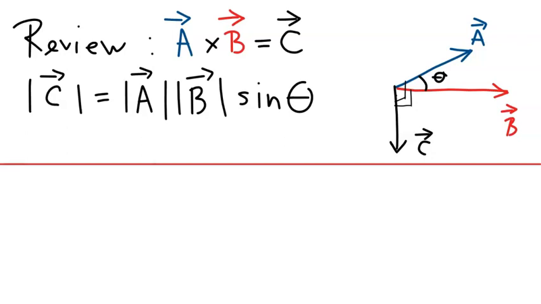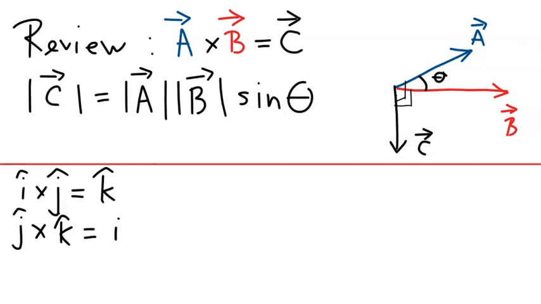Next, from the definition of the vector product just outlined, let us write down vector products involving unit vectors i hat, j hat, and k hat. First, i hat cross j hat equals k hat. Next, j hat cross k hat equals i hat, and k hat cross i hat equals j hat.